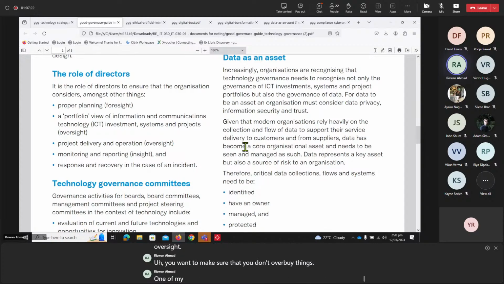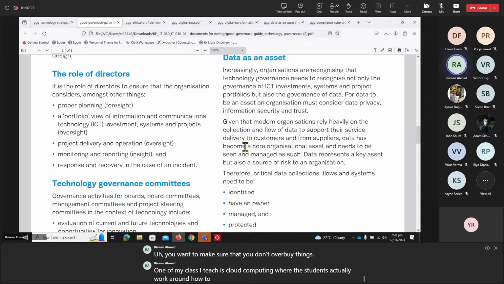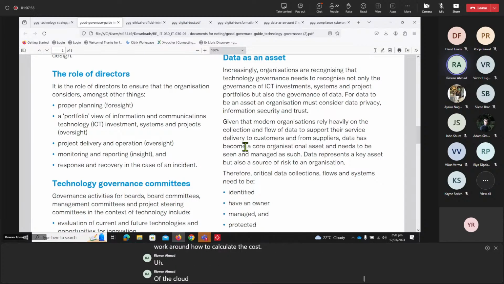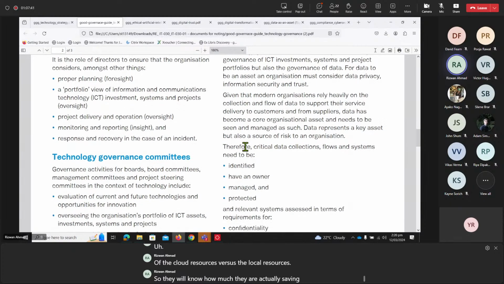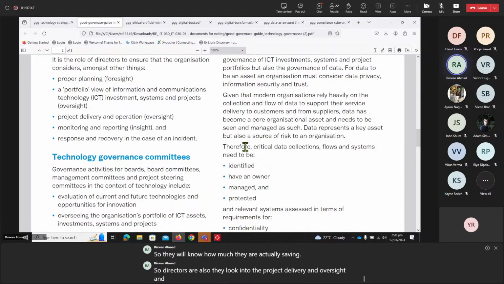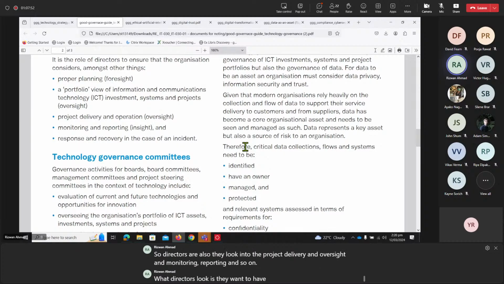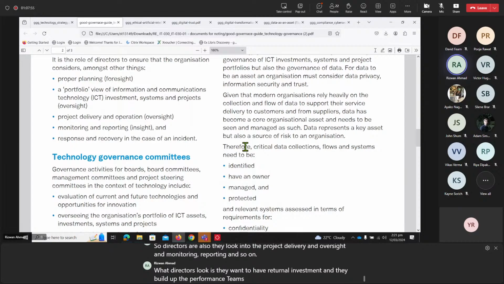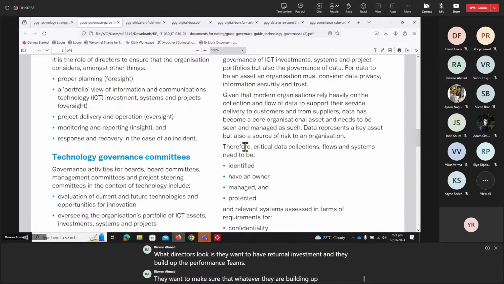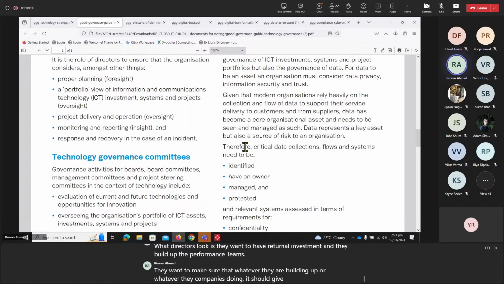One of the classes I teach is cloud computing, where the students work on how to calculate the cost of the cloud resources versus the local resources, so they will know how much they are actually saving. Directors also look into project delivery, oversight, monitoring, reporting, and so on. What directors look for is return on investment, and they build up the performance teams. They want to make sure that whatever their company is doing, it should give them some return. Okay.